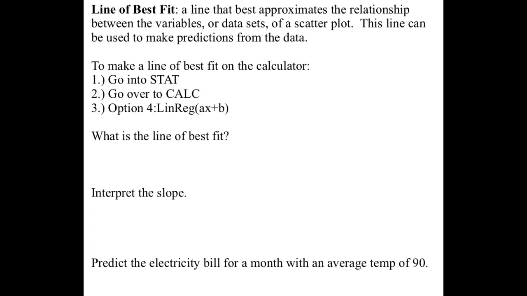So our next step is to actually figure out what that line is. It's called the line of best fit. It's a line that best approximates the relationship between the variables or data sets of a scatter plot. This line can be used to make predictions. So it's our best approximation for our data, and we're going to use it to make some predictions. To get that line of best fit on our calculator, we have 3 steps. We're going to go into our stat key, the same place we went to edit and put our numbers into our lists. But then we're going to move over to the calc option and choose number 4. It's called a linear regression. So when we find a line of best fit, we're looking for that linear regression.